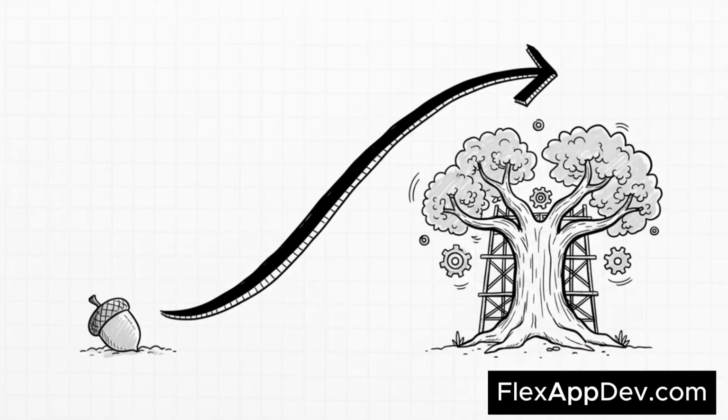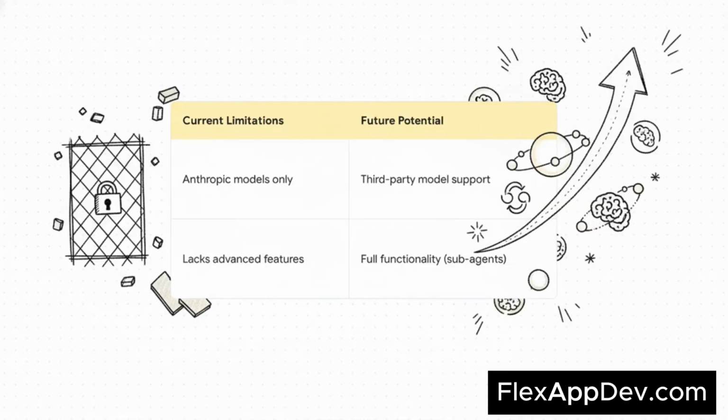Now, let's be realistic for a second. In its current form, the agent is pretty basic. But its true value isn't just about what it can do today. It's the foundation that it's laying for what's coming tomorrow. And this path forward is the key. Right now, it's pretty much limited to Anthropic models, but the roadmap includes support for all kinds of third-party models. Crucially, it also includes features like subagents. And that would be a huge leap, allowing the main agent to delegate complex tasks to other specialized agents. That's a massive increase in capability.